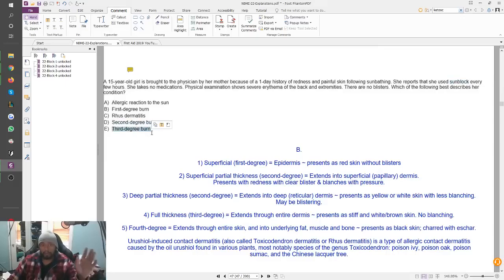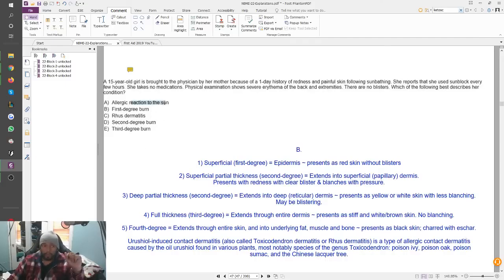Second or third degree would be really bad. Second degree is superficial, partial thickness, extends into the papillary dermis. You would have blistering. A third degree burn is really bad, right? That's going to go through everything. You might even see bleeding in these people. So that's a whole different thing. And fourth degree extends through the entire thing as well, all the way to bone, possibly, right? So, black skin with the charred eschar, right? And that wasn't even an answer choice here.